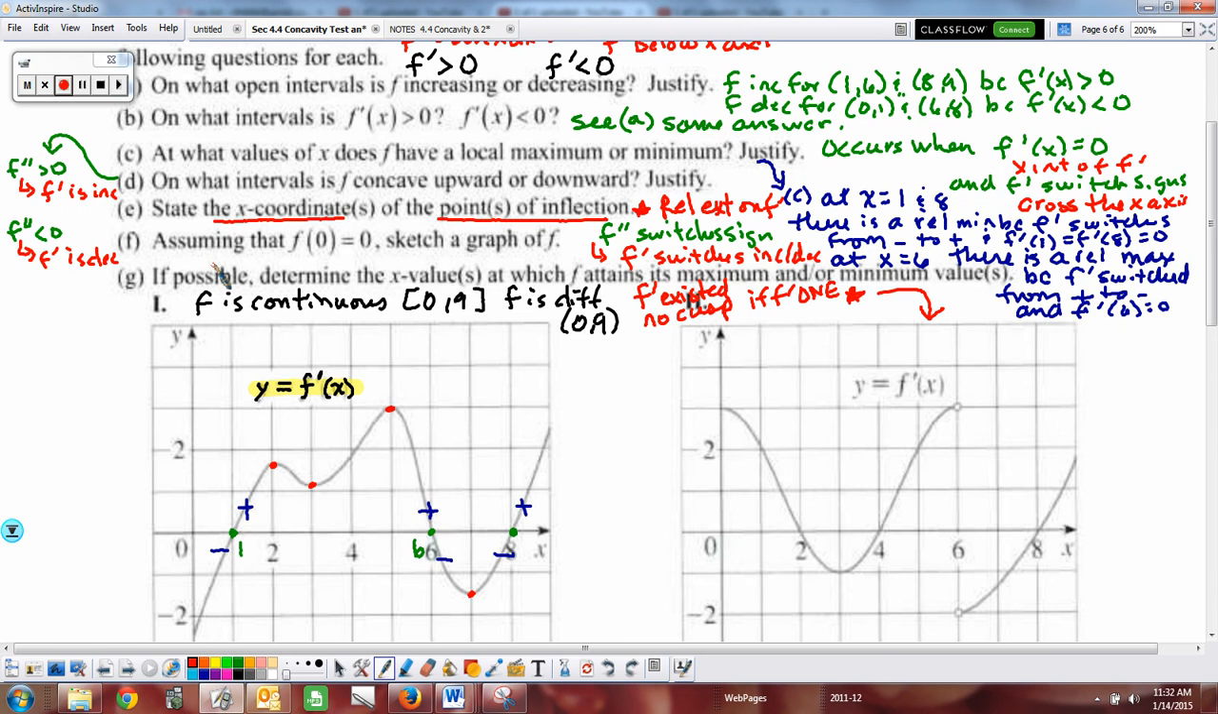All right. Now let's look at the next part, which is F. We're going to assume that f of 0 equals 0 and sketch the graph of f. All right, so f of 0 equals 0. Let's pick, I'm going to do pink here. So f of 0 equals 0.